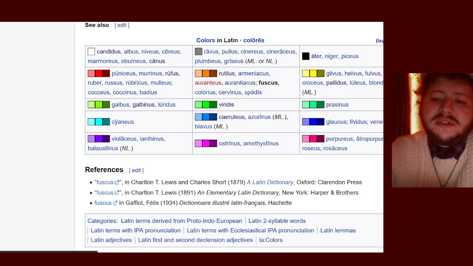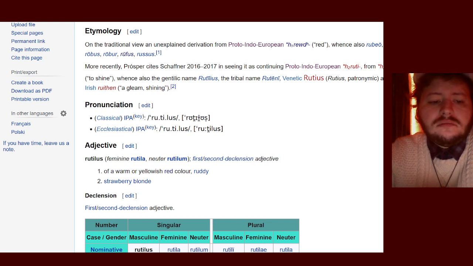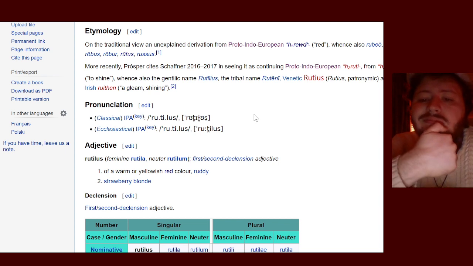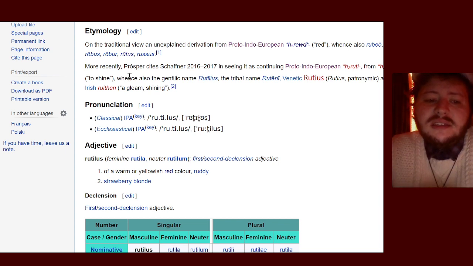I don't hate the idea of using the root of flavus either. An unexplained derivation. Yeah, it is unexplained. Why would there be a T? It'll make sense, actually, to me, especially if it means like the hair color. Yeah, that makes sense. With an L extension. Okay, interesting. I'll think about that one.